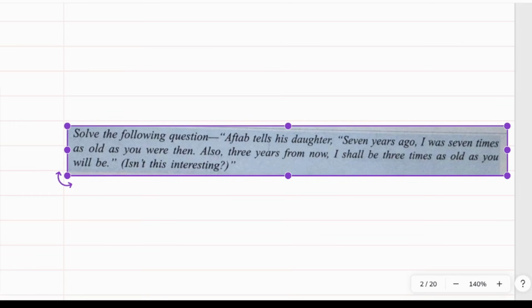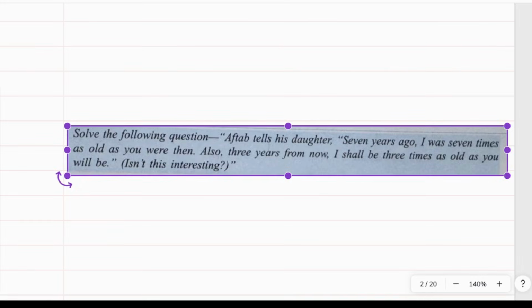Question. Aftab tells his daughter, 7 years ago I was 7 times as old as you were then. Also 3 years from now I shall be 3 times as old as you will be. So they are just asking us to frame this equation. That's it. Okay, and we have to solve it there.